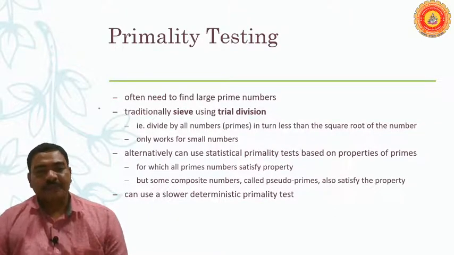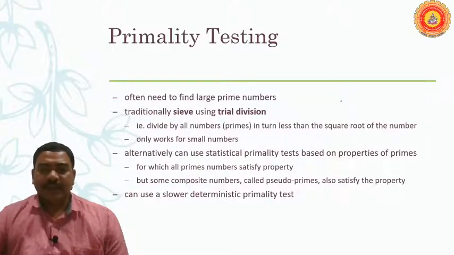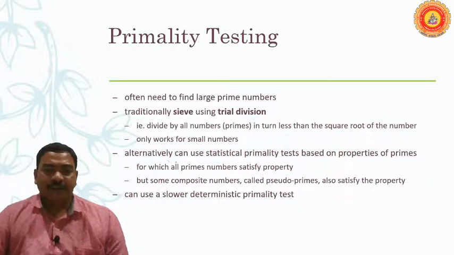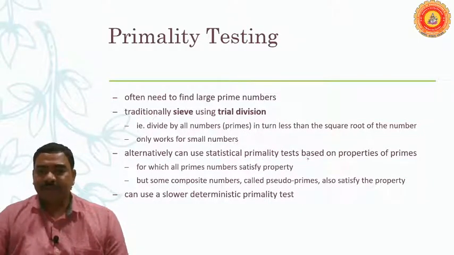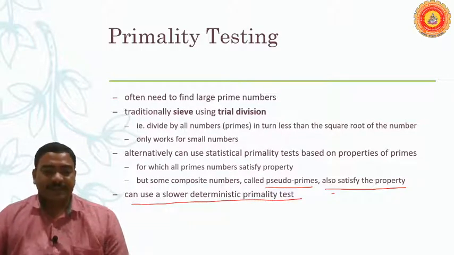Primality testing. Often we need to find a very large prime number, traditionally achieved using trial division, that is, divide by all prime numbers in turn less than the square root of that number. That is only feasible for small numbers. Alternatively, we can use a statistical primality test based on properties of primes, which all prime numbers satisfy. But some composite numbers, called pseudo primes, also satisfy the properties. Or we can use a slower deterministic primality test.